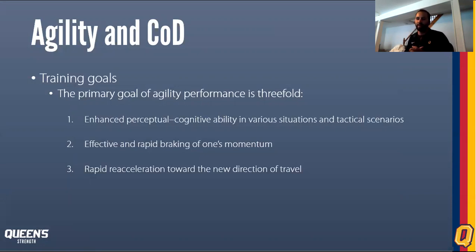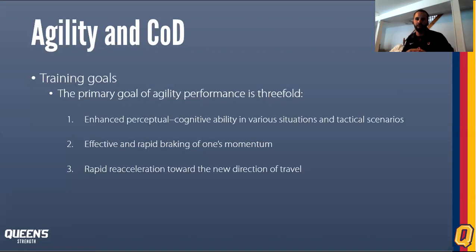And then thirdly, we have rapid acceleration towards the new direction of travel. So we have to have, in most cases, a short ground contact time to be able to absorb that force eccentrically, which we talked about in our plyometrics lecture last week, to be able to turn that around to make a concentric contraction in the opposite direction. So the last two are very physical things that we can train almost in the weight room, or we can train through different drills and whatnot.